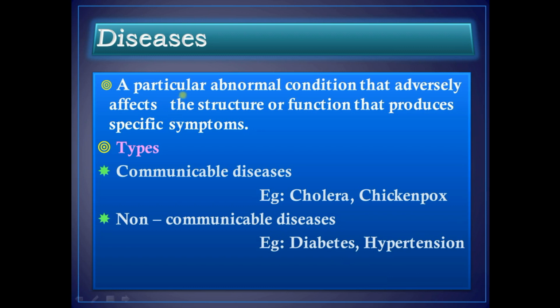So, what is a disease? A particular abnormal condition that adversely means very badly, affects the structure or function which produce a specific symptom. So, it is an abnormal condition which badly affects the structure and function of our body. It can be broadly classified as communicable, that means disease which spreads very fast and widely, and non-communicable diseases, that means not spreading. Okay, so two types of diseases, communicable and non-communicable.